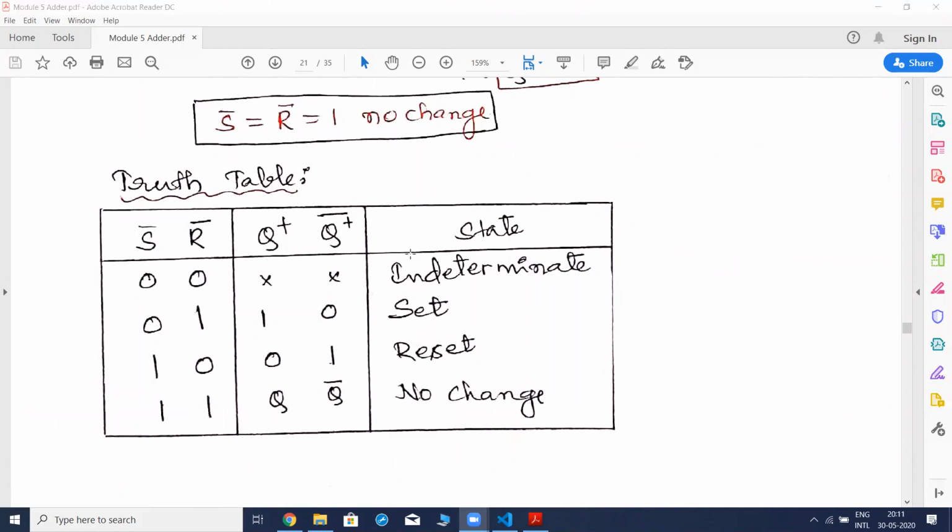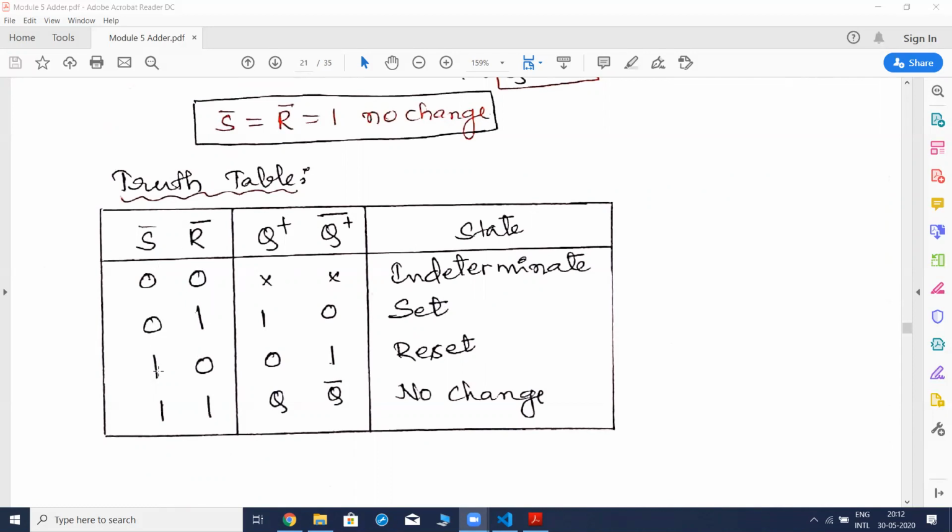For S bar R bar, when the inputs are both 0, 0, we get the indeterminate state. This is marked with an asterisk, which means it is an invalid state. When S bar is 0, we are getting Q plus, which is the present state, from the previous state we have got it as 1. So when S bar is given as 0, we are going to get the set state.